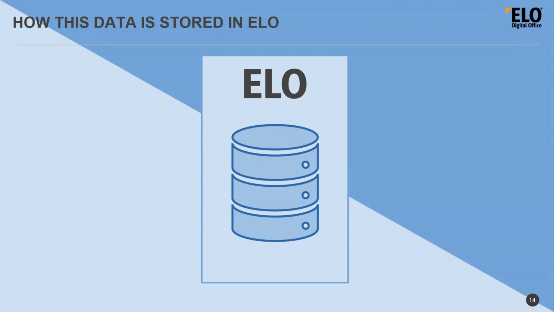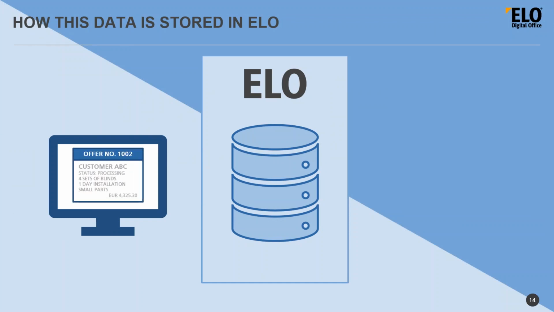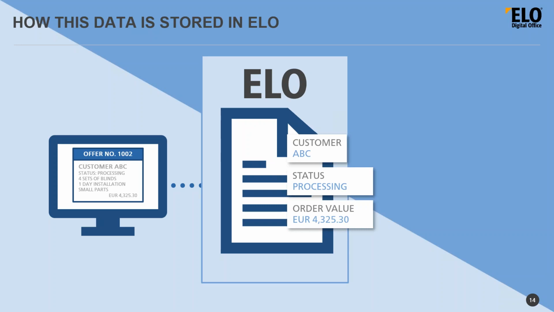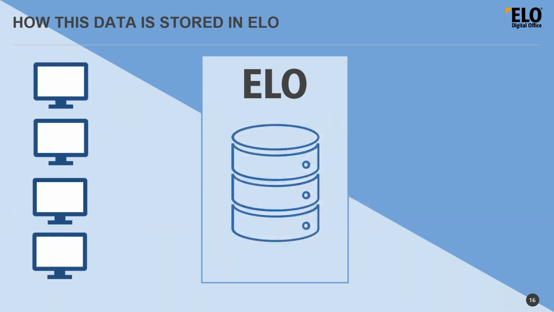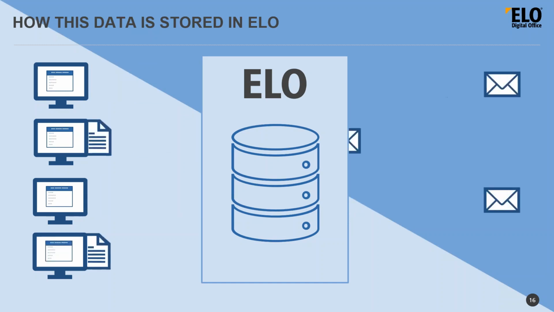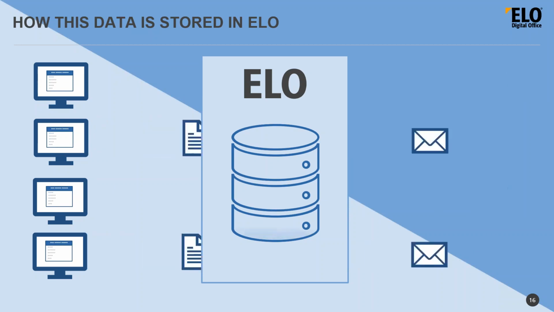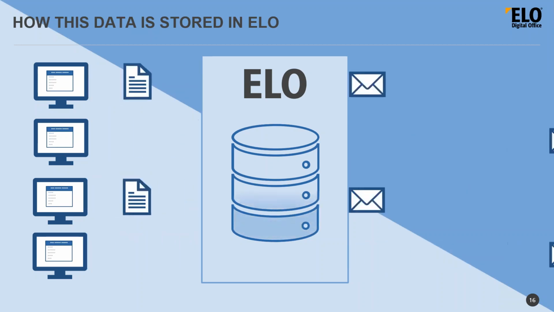So how is data stored in ELO? When we look at this example, we create some offers for our customers, and when the employee sends the offer to the customer, then the offer is stored in ELO with some more information. So you can store the information: which customer, which state is the offer, and how much is the order value. In our case, 4,300 euros. And when the employee sends the document to the customer, then the state changes to sent. And maybe you have some more employees who create offers for your customers, and every time an offer is sent to the customer, then the document is stored in ELO and the information is stored here as well.